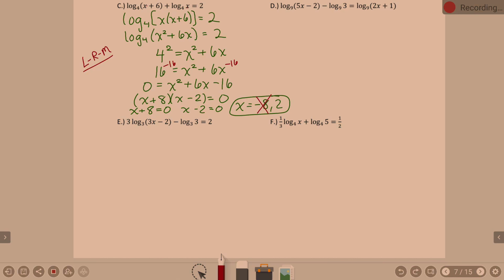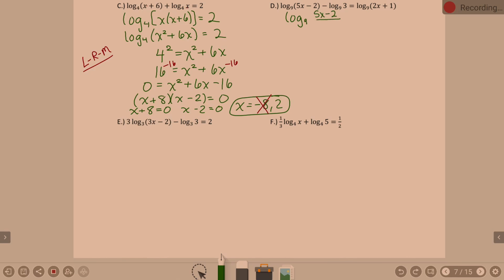Okay, let's look at D. Log base 9 of 5x minus 2, minus log base 9 of 3, equals log base 9 of 2x plus 1. Two logs being subtracted on the left can be rewritten as one log with division.